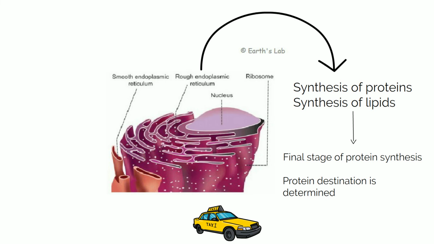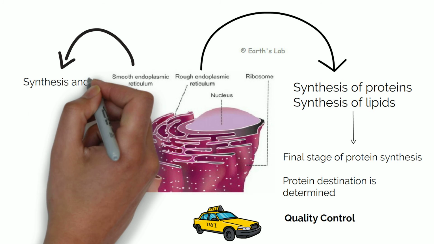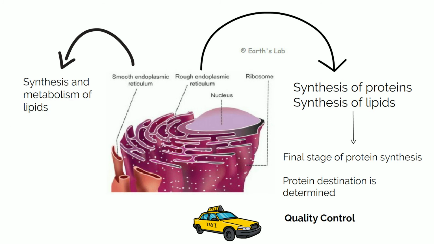Another important process also occurs in the endoplasmic reticulum, that of quality control. This means that any proteins which are defective should be detected by this organelle and consequently rejected and recycled. The smooth endoplasmic reticulum is mostly involved in the synthesis and metabolism of lipids.